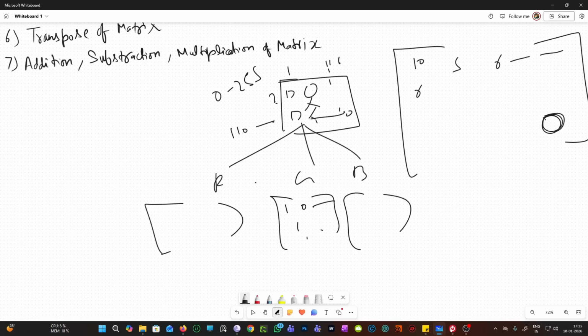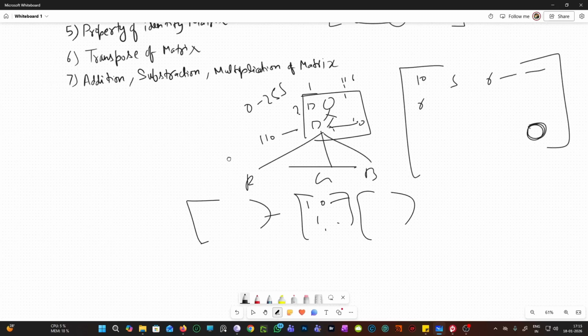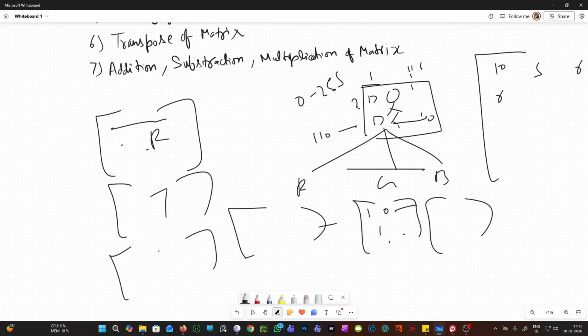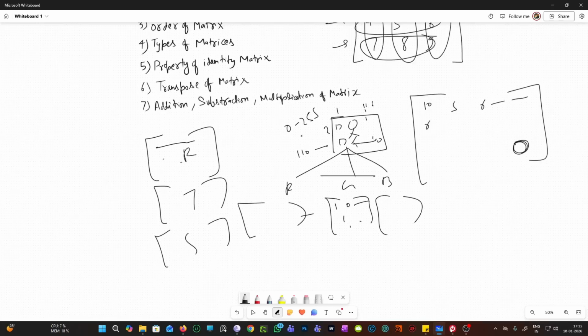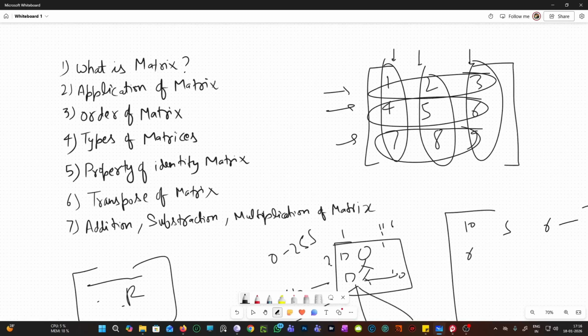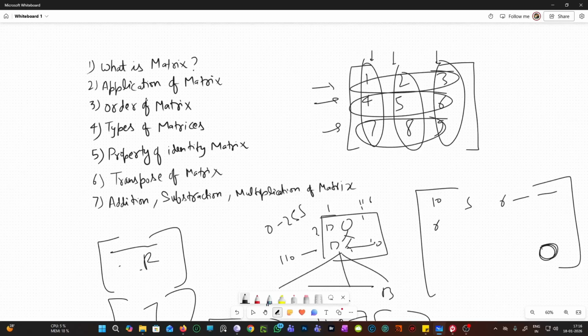And also in Houdini, the matrix is used to represent data, right? So a matrix can represent rotational data, or translational data, or scale data. And don't worry, once we jump into Houdini, then we will see how these actually look. Okay, so these are some of the applications of matrices. And now let's see what is the next topic: order of matrix. Okay.